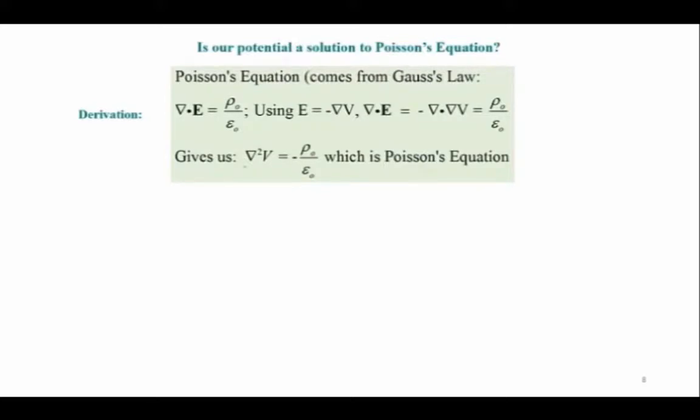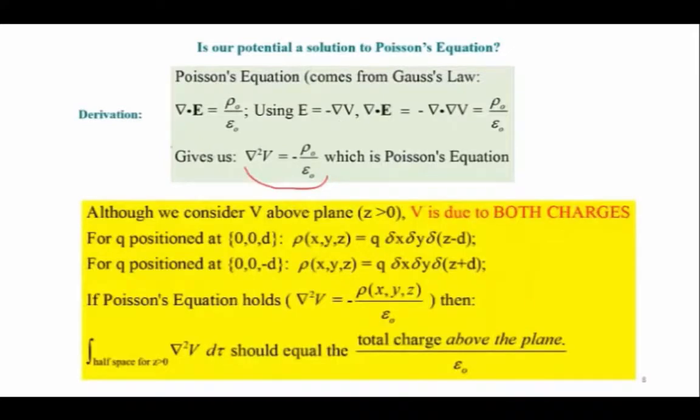What about the Poisson's equation requirement? Well, here's Poisson's equation. We're going to make the following statement. If we consider this above the plane, don't forget that V is actually due to both charges. If we position a charge at d along the z-axis, this would be where Q is. The charge densities can be represented by a three-dimensional delta function about the position of the charge, so 0, 0, z equal d. This charge here would be at 0, 0, minus d.